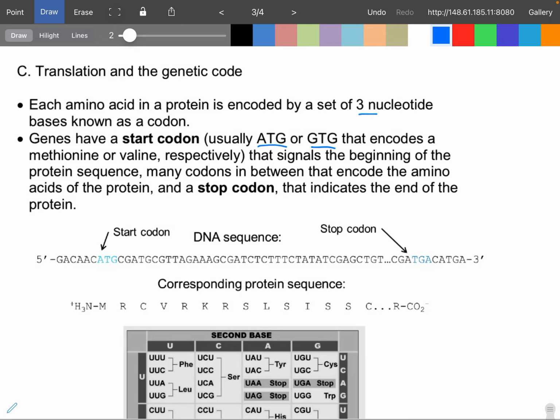And there's going to be a bunch of codons in between for amino acids, and then we will see a stop codon. That's the end of the protein. So here we have a start codon, a bunch of bases that code all of the amino acids of the protein, and then a stop codon that signifies the termination of translation.